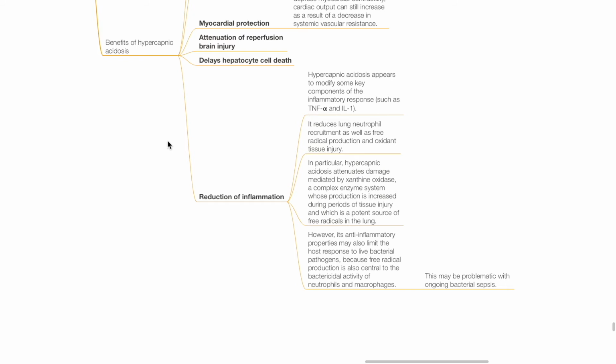However, its anti-inflammatory properties may also limit host response to live bacterial pathogens because free radical production is central to bactericidal activity of neutrophils and macrophages. This may be problematic with ongoing bacterial sepsis.